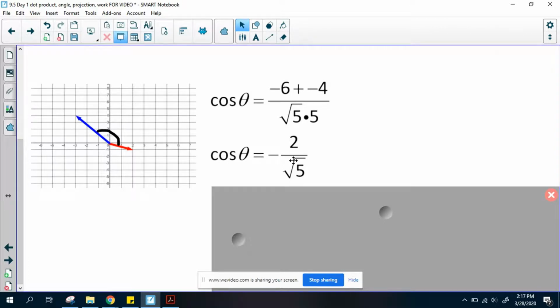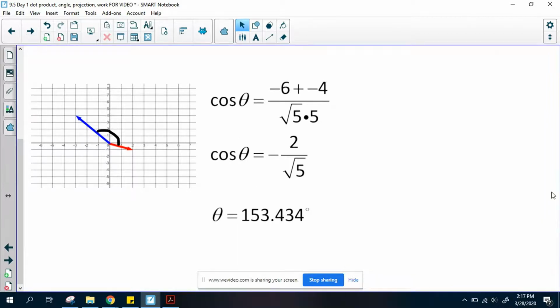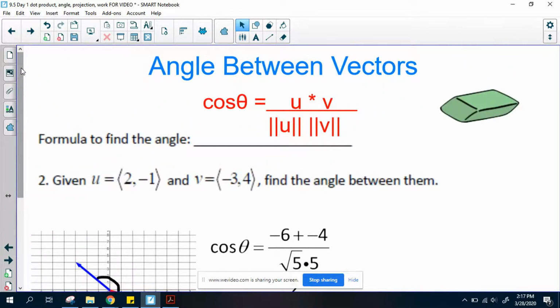It doesn't really matter, because at the end of the day, you need to figure out the angle, so you're going to do inverse cosine, and we get 153.434. Because it's a calculator section, you do want to do 3 decimal places. You can see our answer makes total sense, because this clearly looks like it would be 153 degrees. So this is how you find the angle between any two vectors. You find the dot product, divide by the magnitudes, and then do inverse cosine.